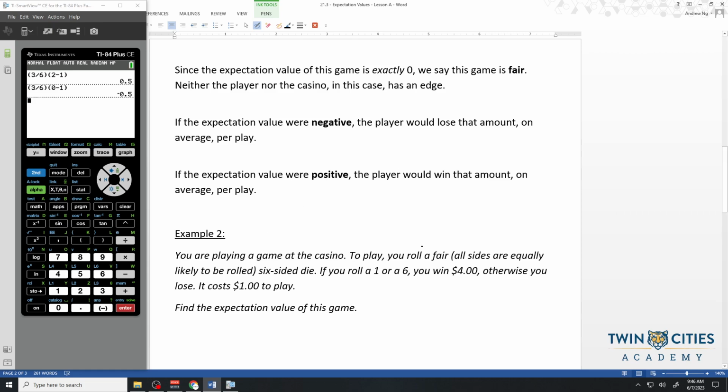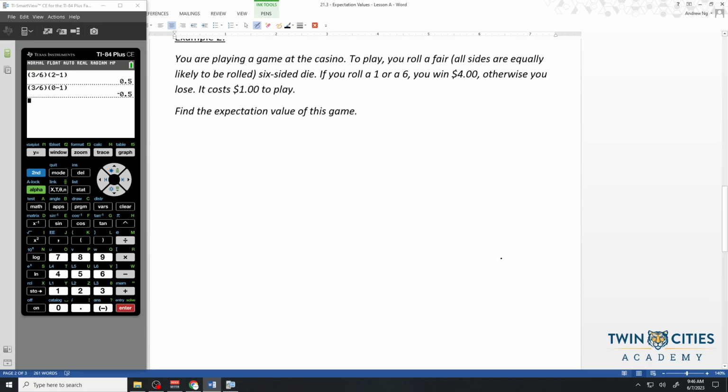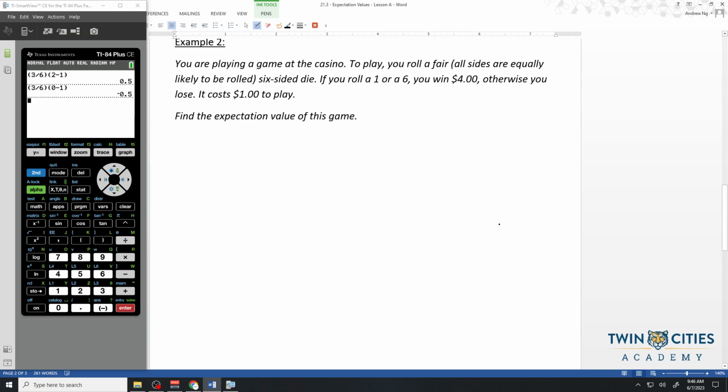Let's take a look at another example. Example 2. You're playing a game at the casino. To play, you roll a fair 6-sided die again, so all sides are equally likely again. But the game's a little bit different this time. If you roll a 1 or a 6, you win $4. Otherwise, you lose. Okay, so it costs $1 to play. I want to find the expectation value of this game.